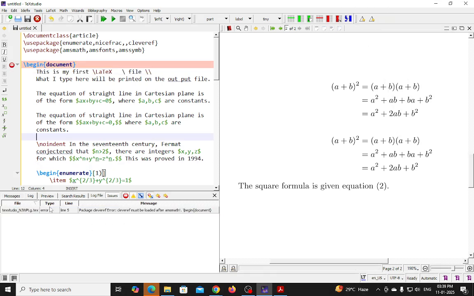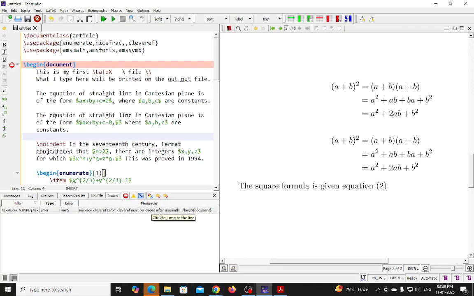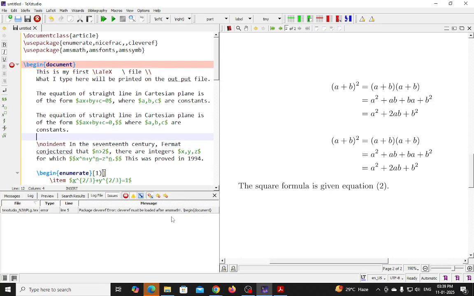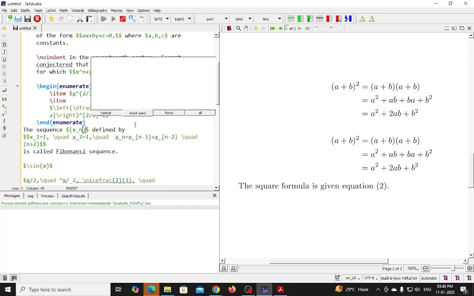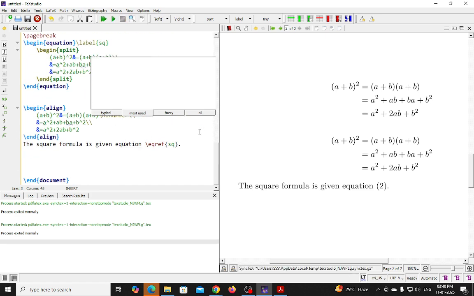Now see, something you can read here last. What is it? AMS math. It means this cleveref package is for referring to the equation that is related to the math, and for that the AMS math package is required. So that's why you have to include this package after the AMS math package. Okay, this time we will definitely get it, and the file will run. Now the changes we have to do.